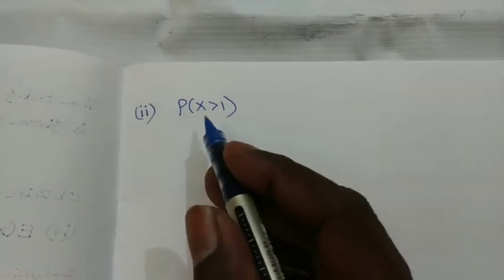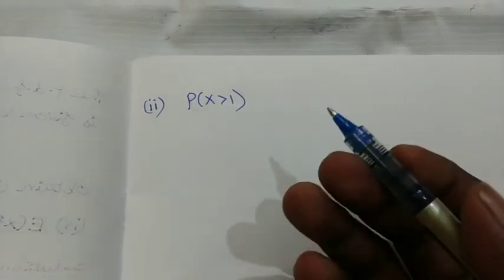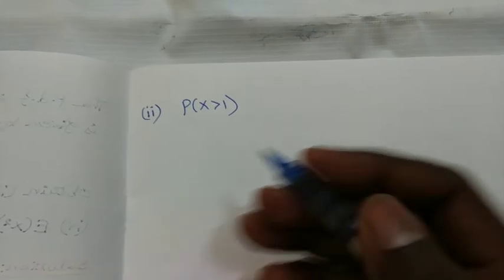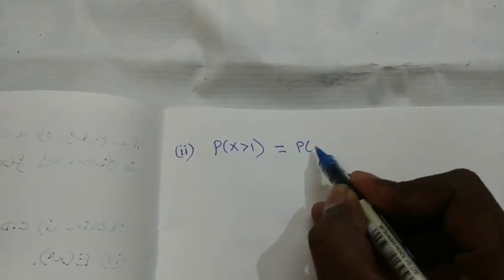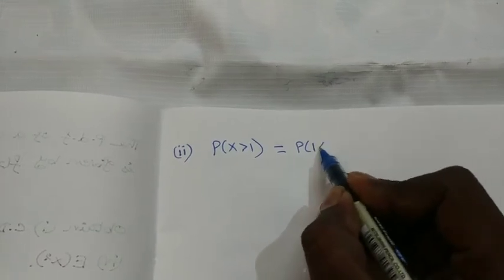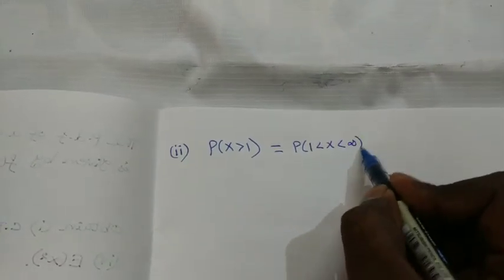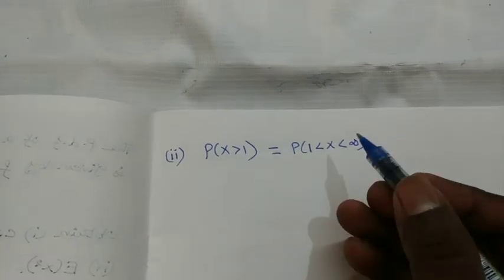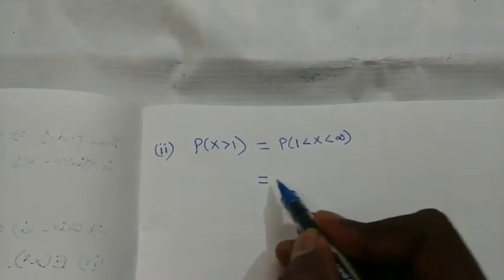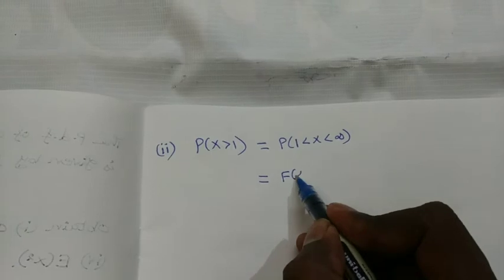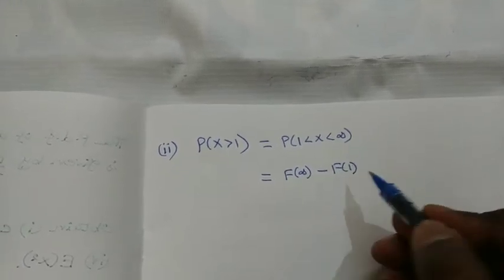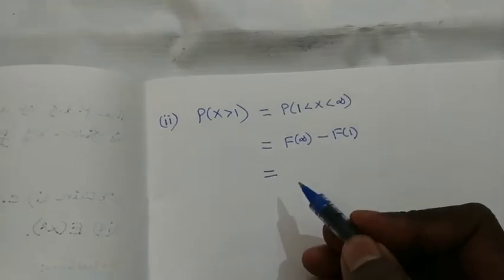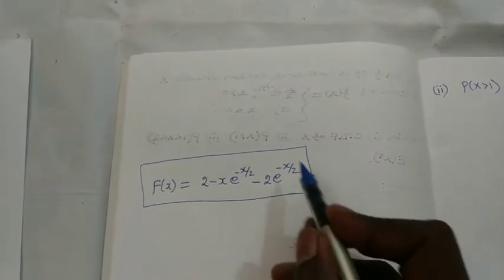Okay, so to calculate P of x greater than 1, I am going to use CDF, the cumulative distribution function. So already P of x greater than 1 can be written as P of 1 less than x less than infinity. That is the meaning of x greater than 1. So by using CDF, this can be written as F of infinity minus F of 1. Okay, so already we found F of x. What is capital F of x? This is capital F of x.